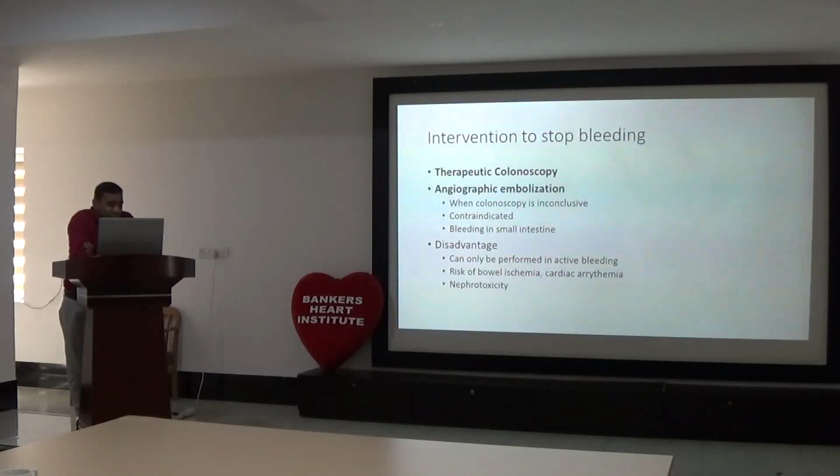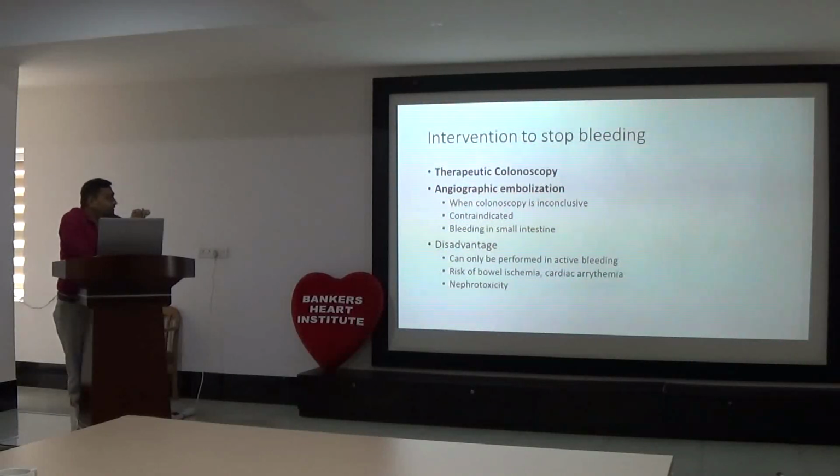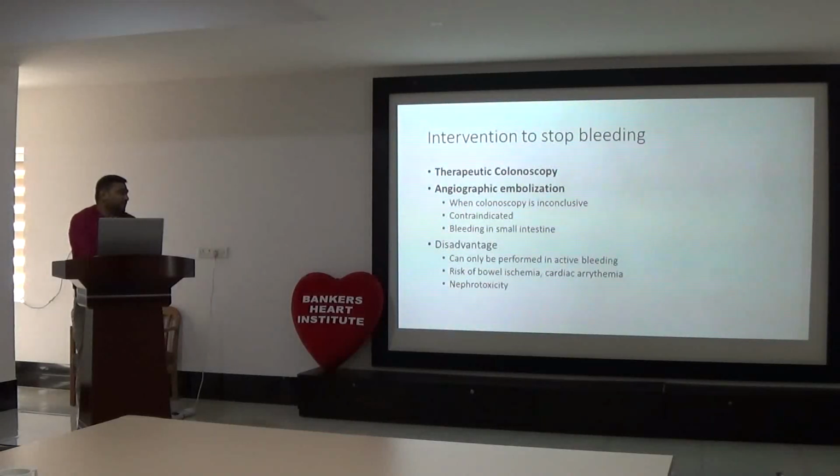Now, these were all for diagnosing the cause of the bleeding. Next is the intervention to stop the bleeding. Apart from treating the primary diagnosis, the first important thing is to stop the bleeding. Therapeutic colonoscopy I have already discussed. When colonoscopy is not possible for any reason, the next is angiographic embolization. It can be done when colonoscopy is inconclusive, contraindicated, or there is bleeding from the small intestine, which cannot be assessed through the colonoscope.